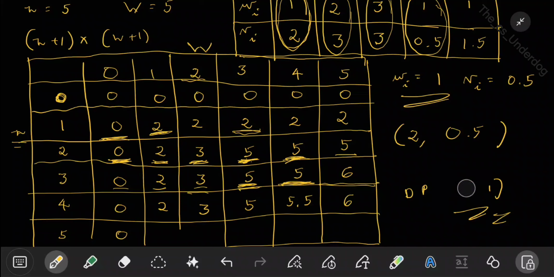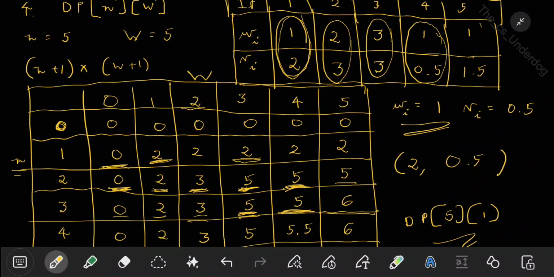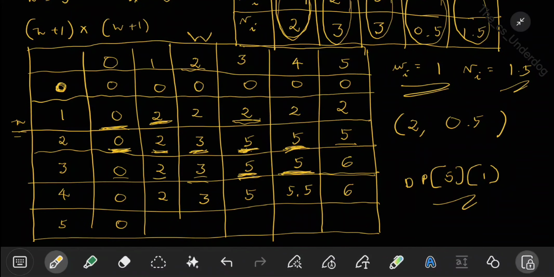How do you fill the last row? DP of, let us say, 5, 1. While starting with this, when you look at the item, it is having weight of 1 and value of 1.5. So here the value is 1.5. So you have a larger value than the previous item. Let us use the same logic and try to fill the table.